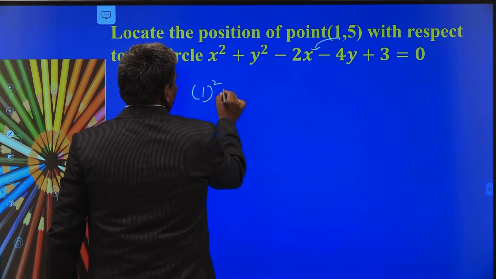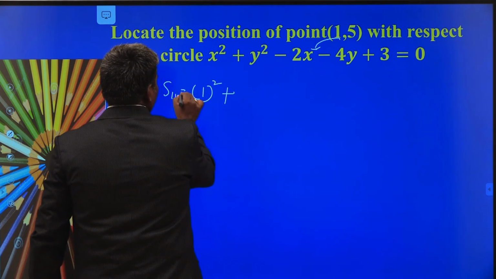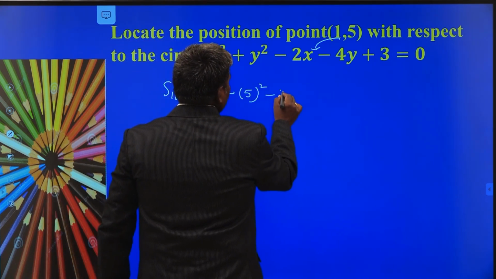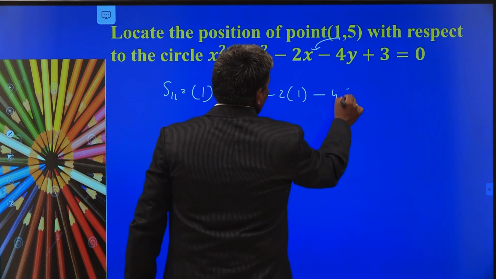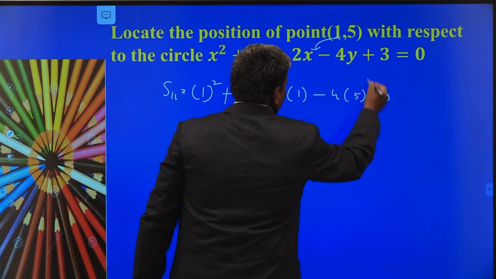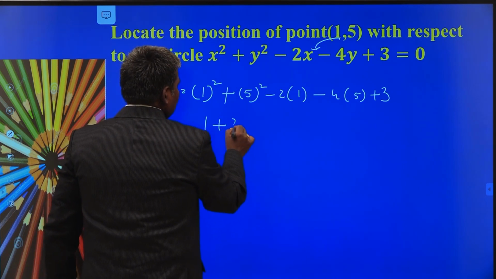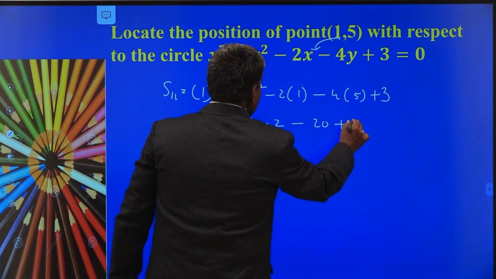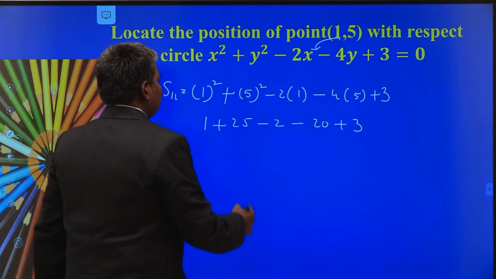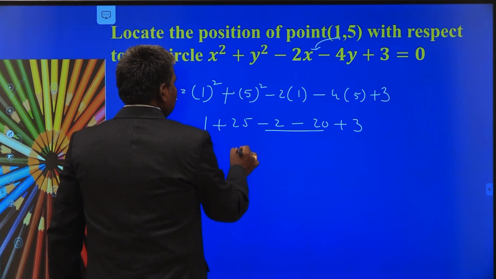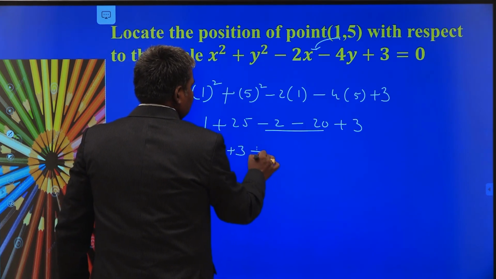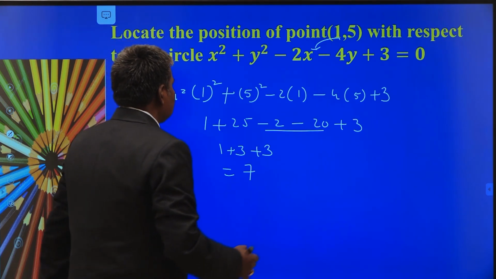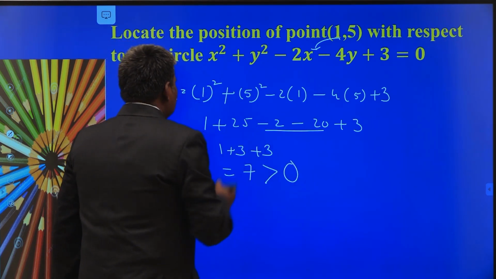What happened? This is S11: 1 squared plus 5 squared minus 2 times 1 minus 4 times 5 plus 3. So 1 plus 25 minus 2 minus 20 plus 3. Is it positive or negative? Clearly positive. This is 26 minus 22, which is 4, plus 3, so this is clearly 7. It is strictly positive, 7 greater than 0.